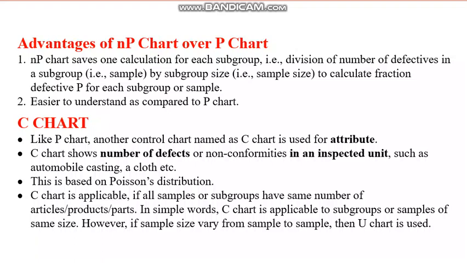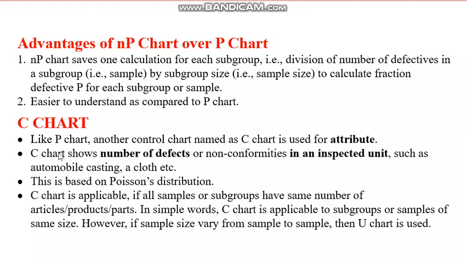Now let us see the third one, that is the C chart. C chart also is used for attributes only. It is like a P chart. Another control chart we are using, that is C chart, and this is for attributes. C chart shows the number of defects. Here it is not defective, here we are using defects. We are using defects or non-conformities in an inspected unit, such as an automobile.